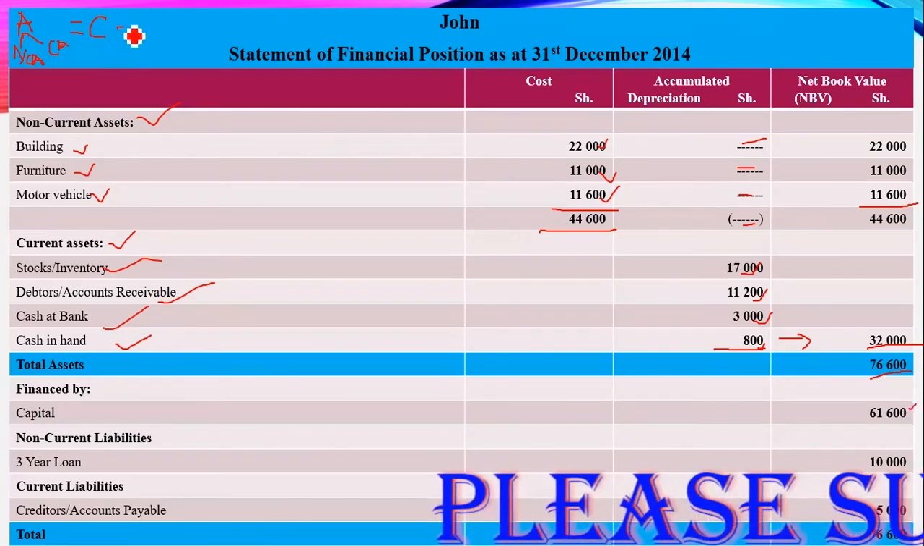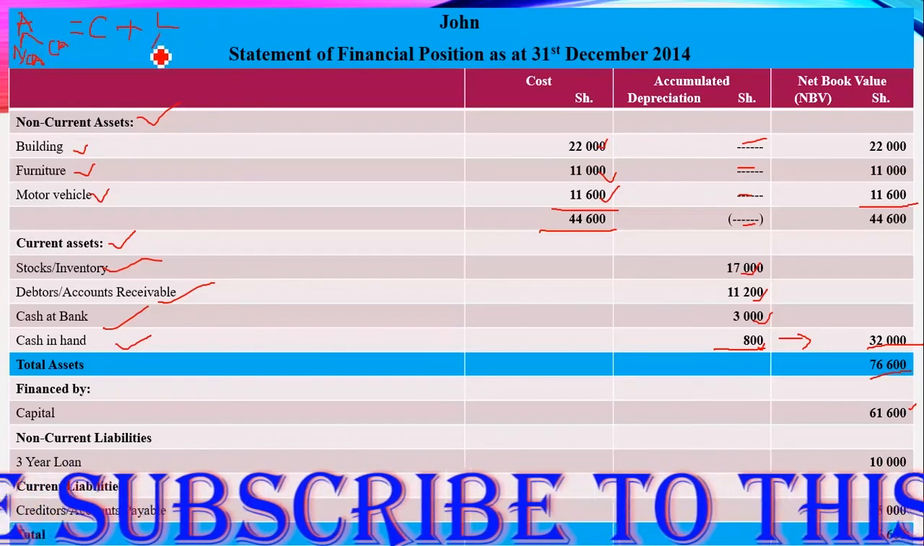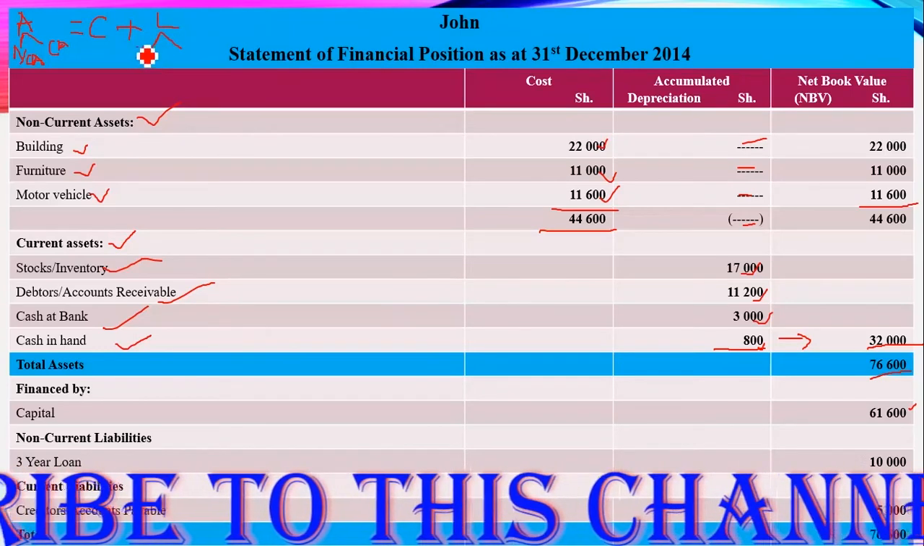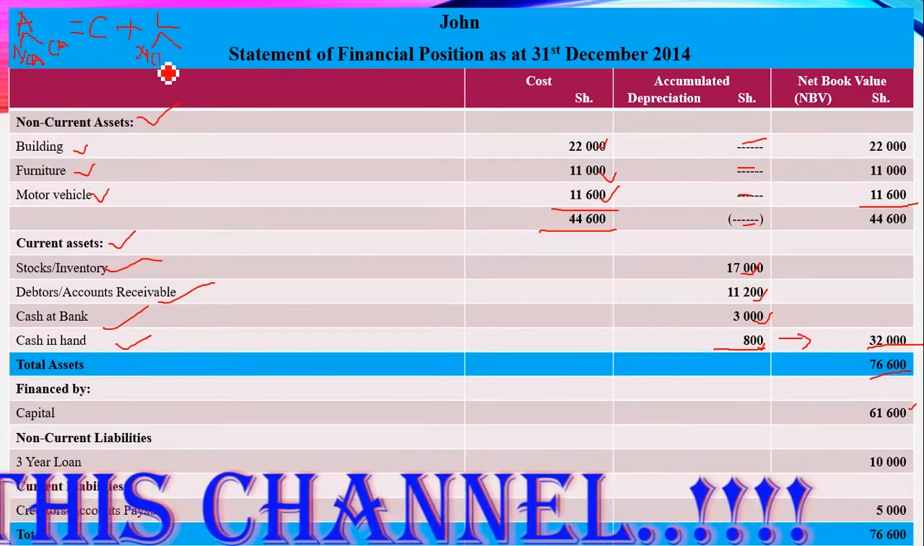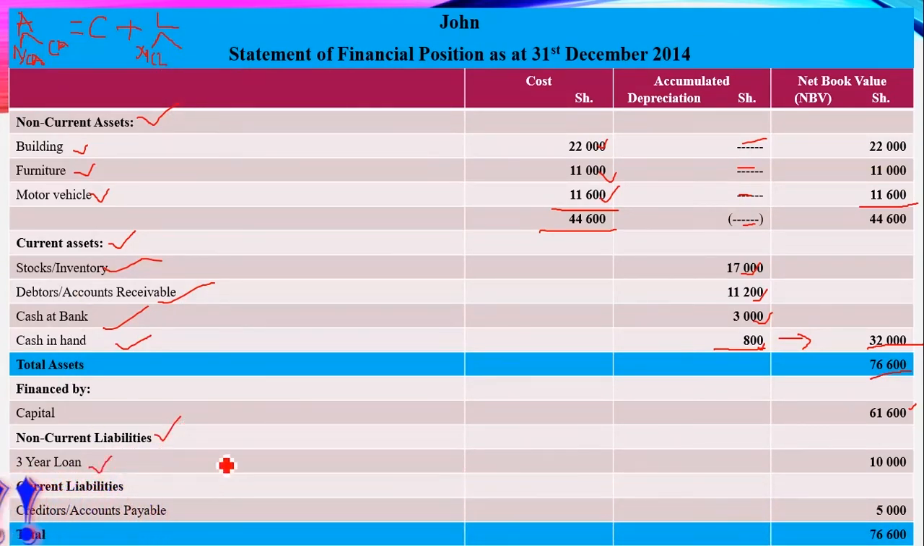Then capital is normally added to what? It's normally added to liabilities. And liabilities are divided into two. We have non-current liabilities. So you start with the non-current liabilities, which we have a 3-year loan of 10,000. It's only one, and therefore you don't have to write here. You take it straight to the last column.